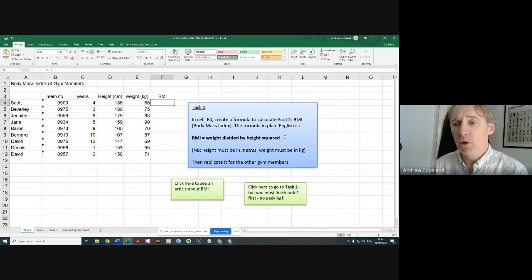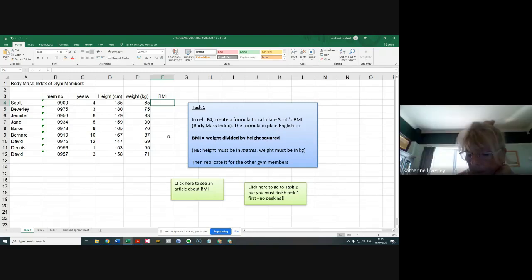But just one other thing you need to know, in the blue box here, is that for the BMI formula to work, your height must be in meters, and your weight must be in kilograms. There's no point putting in feet and inches for BMI or stones and things like that. It's got to be metric. It only works with metric, I'm afraid. So all it remains to do on this first task is to work out what formula would go in F4.